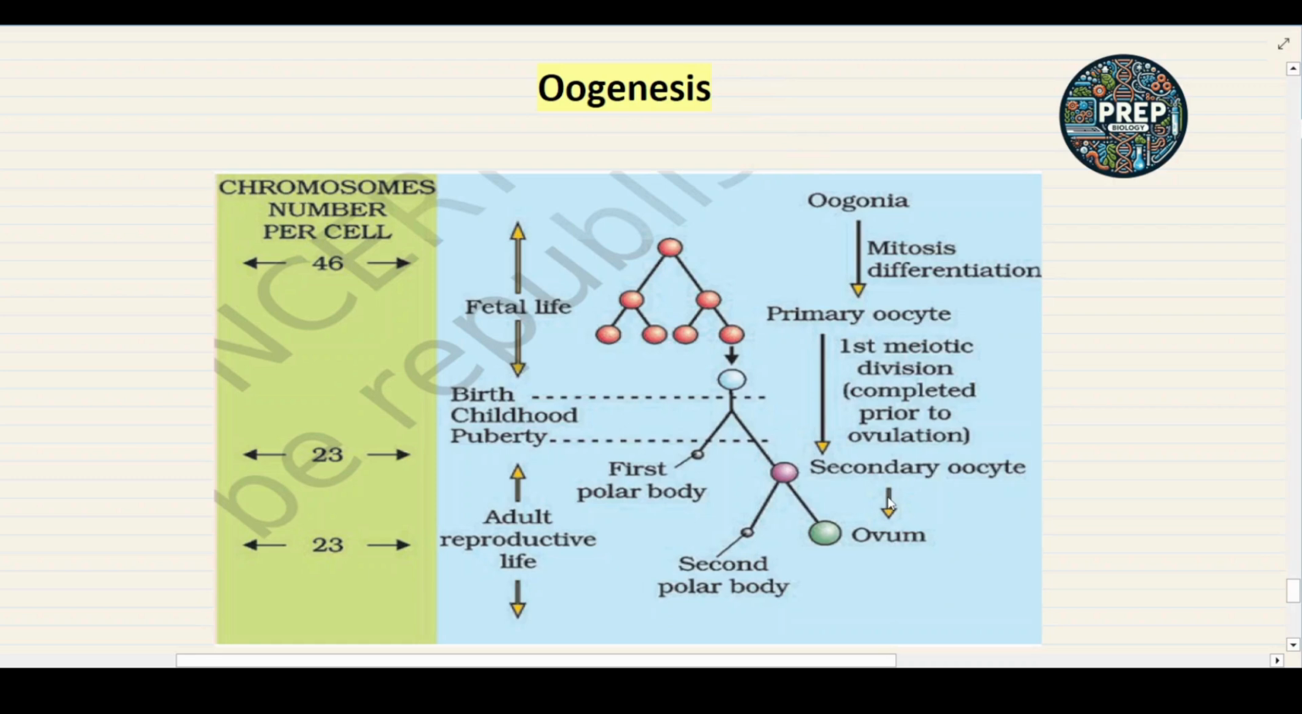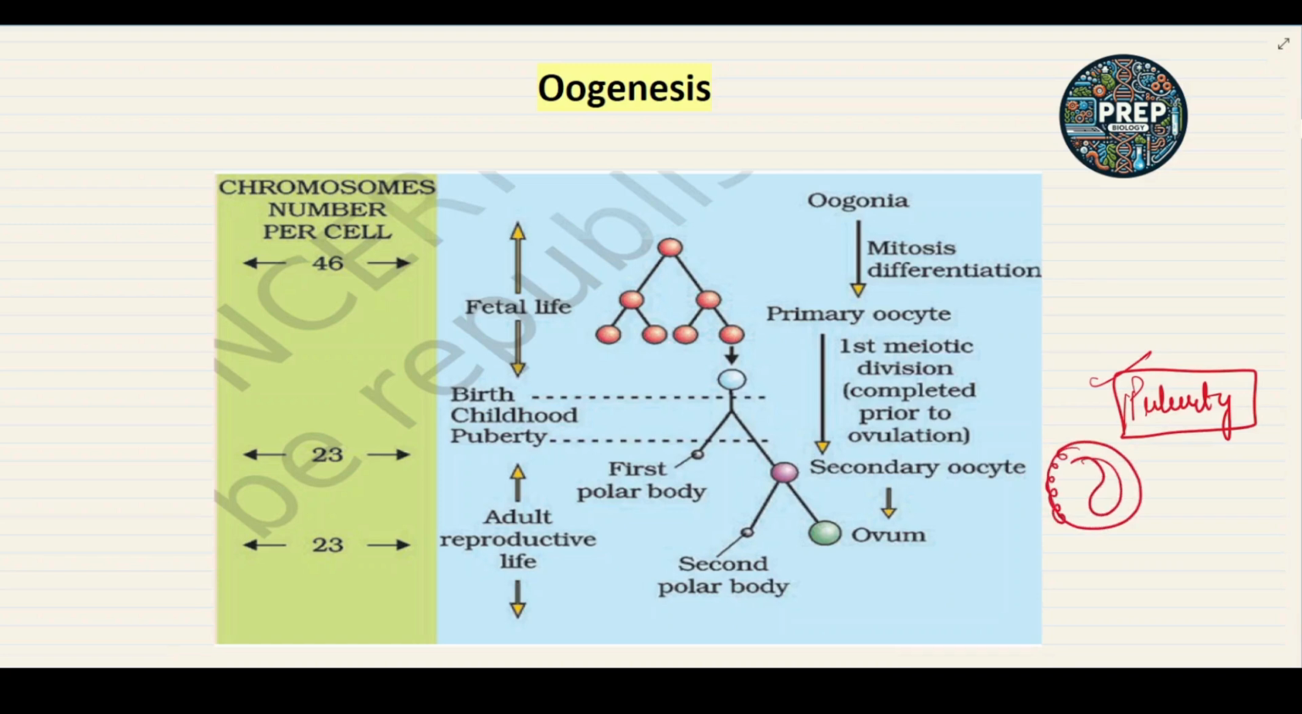Okay, so after the puberty stage, that Graafian follicle will rupture and release the ovum. Okay, so the end product of this is the ovum. I hope this is clear to you.